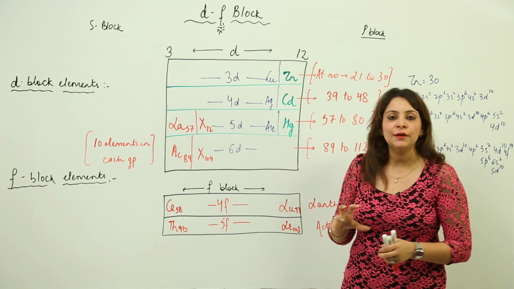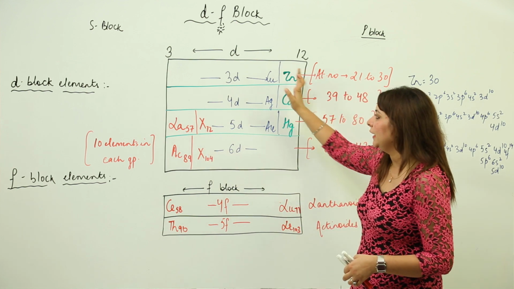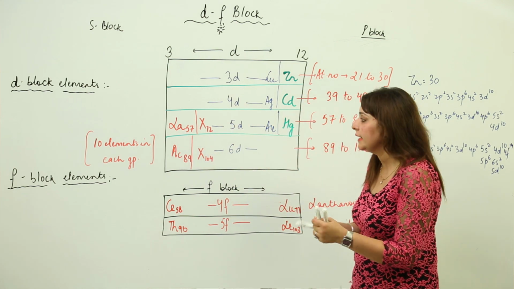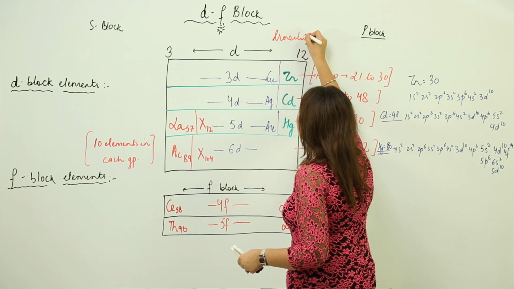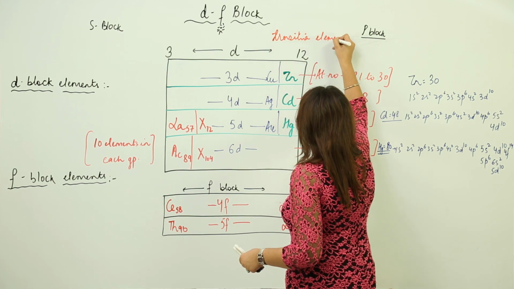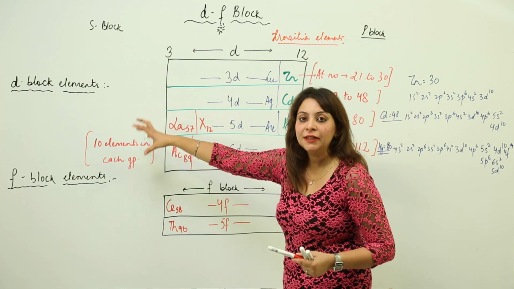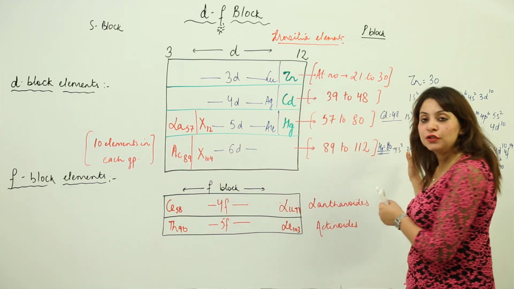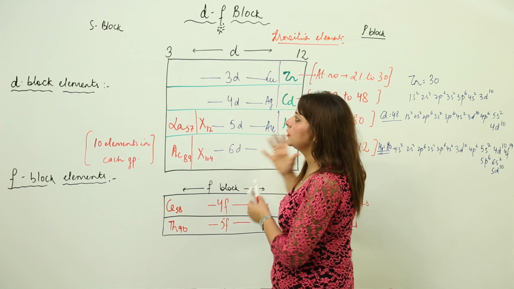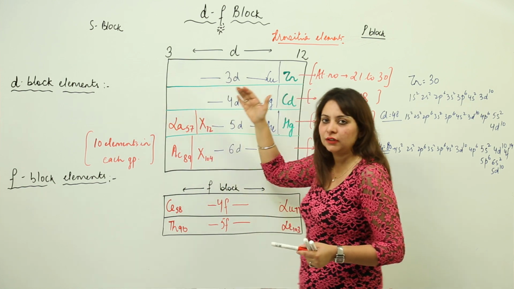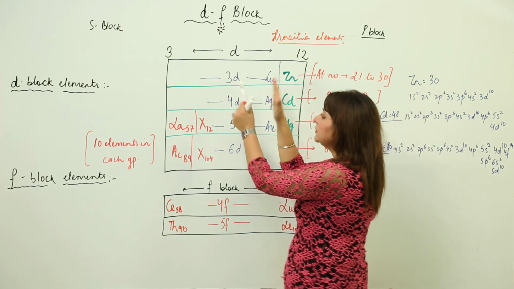You know that we have specific names also. The D orbital elements are actually called transition elements. The reason behind this name is that here on one side we have typical metals, and on the other side we have typical non-metals. So when we are moving from metals to non-metals, the metallic character is decreasing and non-metallic character is increasing. So we can say that there exists a transition.